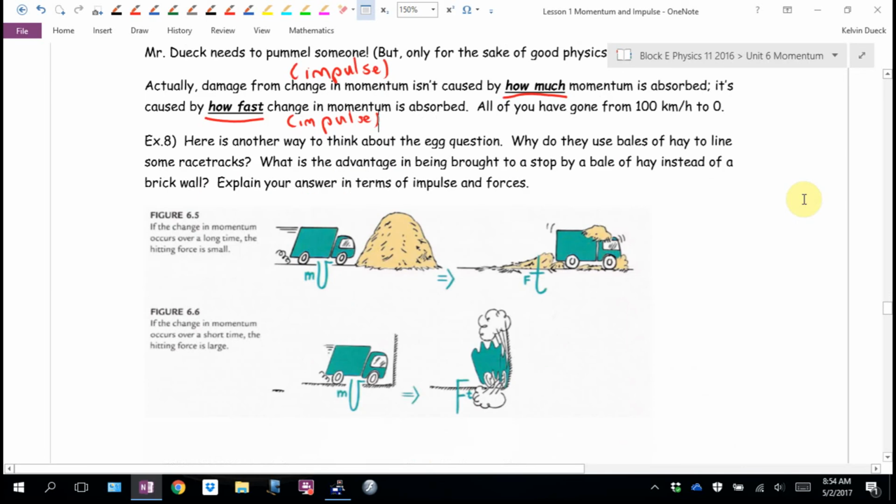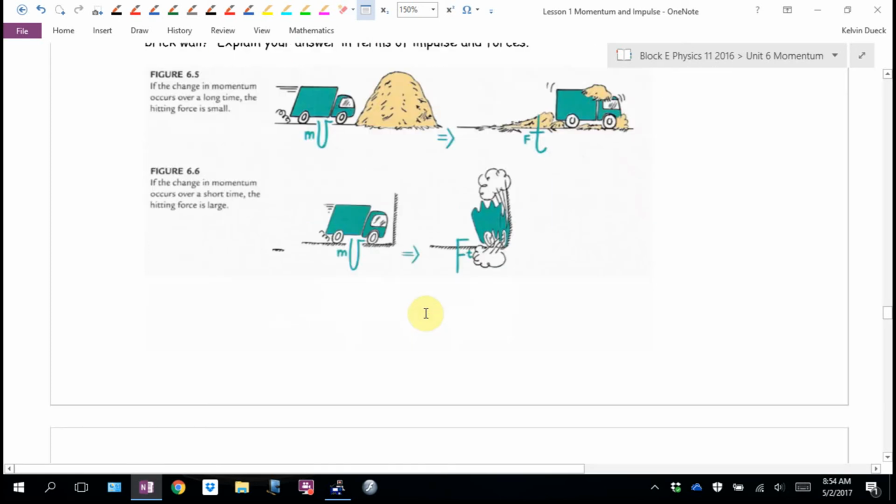Here's another way to think about the egg question. Why do they use bales of hay to line some racetracks, especially like motorcycle races or bike races? What's the advantage in being brought to a stop by a bale of hay instead of by a brick wall? You're still stuck with the same impulse, the same change of momentum, but you have a choice. You can have a longer time, smaller force, or you can have a bigger force, shorter time. And it's force that does the damage. In fact, it's acceleration that does the damage to people or occupants or cars or machinery or whatever. Okay? Is that all right?